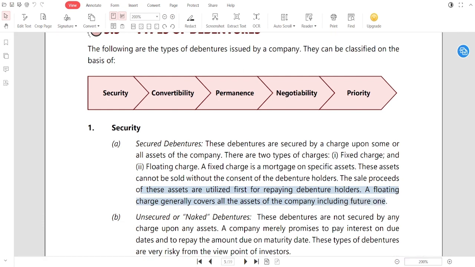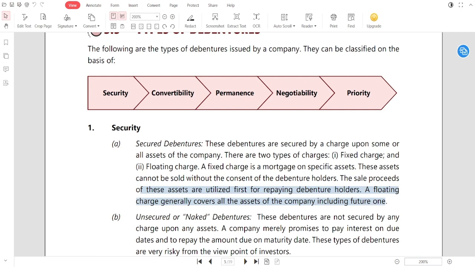Floating means it covers the future assets also for securing the debenture, and fixed means whatever asset has been fixed with respect to any debenture, it will be fixed to that only. If you fix building number 1 for 5,000 debentures issued by you to the public, then that building is secured only for those 5,000 debentures. That is called a fixed charge. Suppose your company issues debentures of 10,000 and you have, let's say, building 2 and building 3, which are charged to the debenture holders.